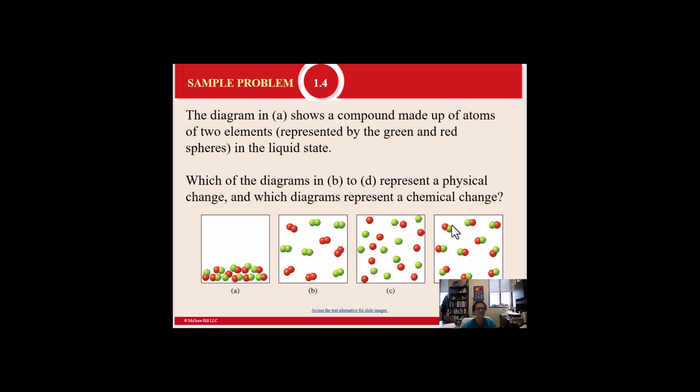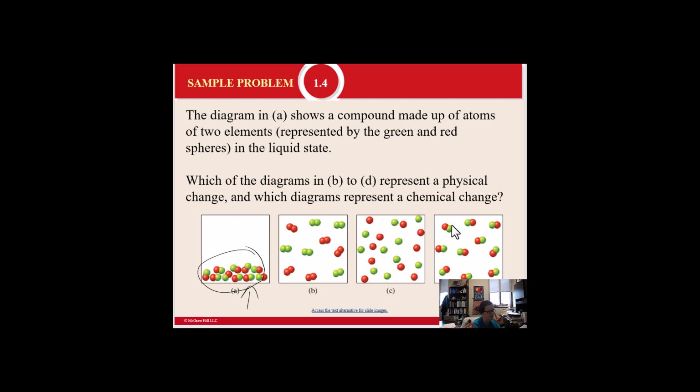So this diagram shows a compound that's made of two elements, okay? And so you see that in this particular box, you've got a red and a green representing two different elements, okay? And so then they are in a liquid state because they're pretty close together, but there's some room in between them. And so the question is, which of these diagrams and the rest of them represent a physical change from the box A, and which represent a chemical change.